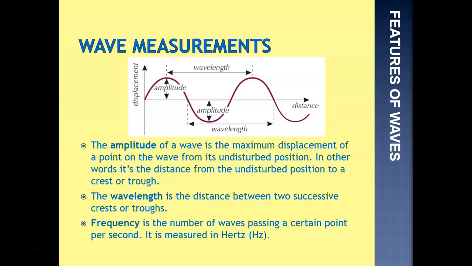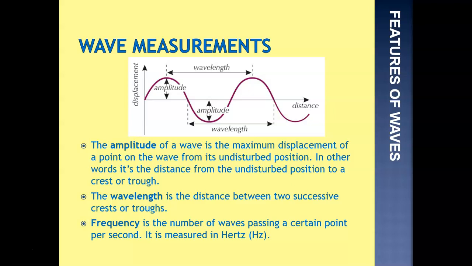Okay, here's some definitions for you. Again, if you'd like to pause the video and copy these definitions down, I'll just go through them very quickly. So the amplitude of the wave is the maximum displacement of a point on the wave from its undisturbed position. So in other words, it's the distance from the undisturbed position to a crest or a trough. Crest is the highest point of the wave, trough is the lowest point of the wave.